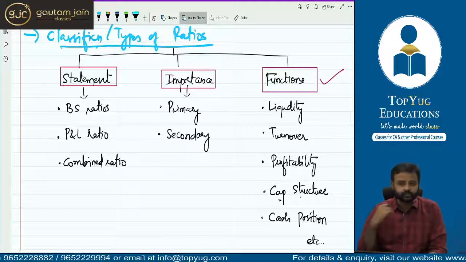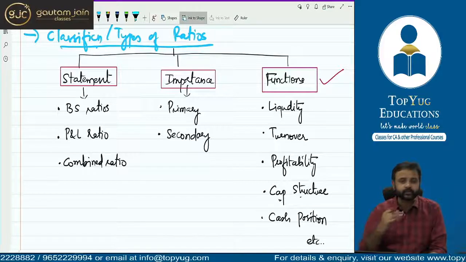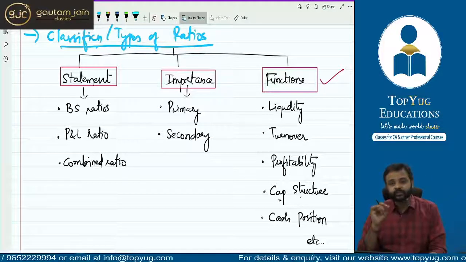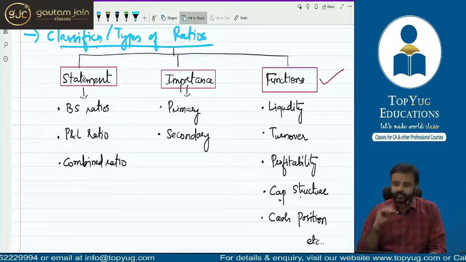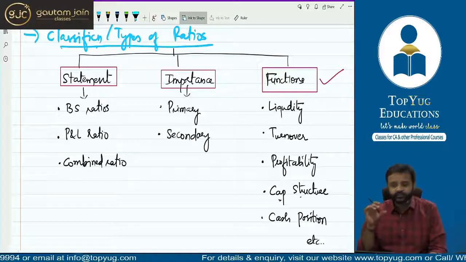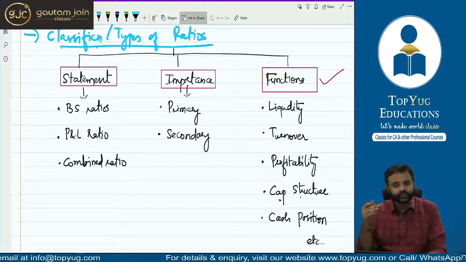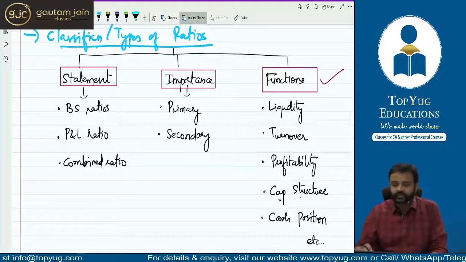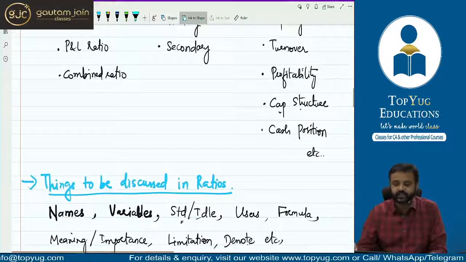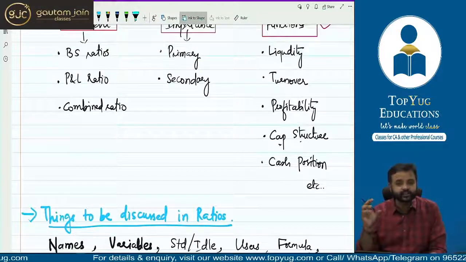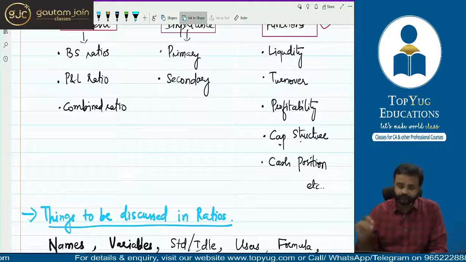Membership. The moment you talk about type of company, you will say public company, private company, OPC. So that means basically we bother about companies on the basis of what? The membership. Same way here, on the basis of functions is what we try to classify the ratios into. So liquidity ratios, turnover ratio, profitability ratio, capital structure ratio, cash position ratios, we said these are the different types of ratios which we will find. So we will study on the basis of functions, correct?